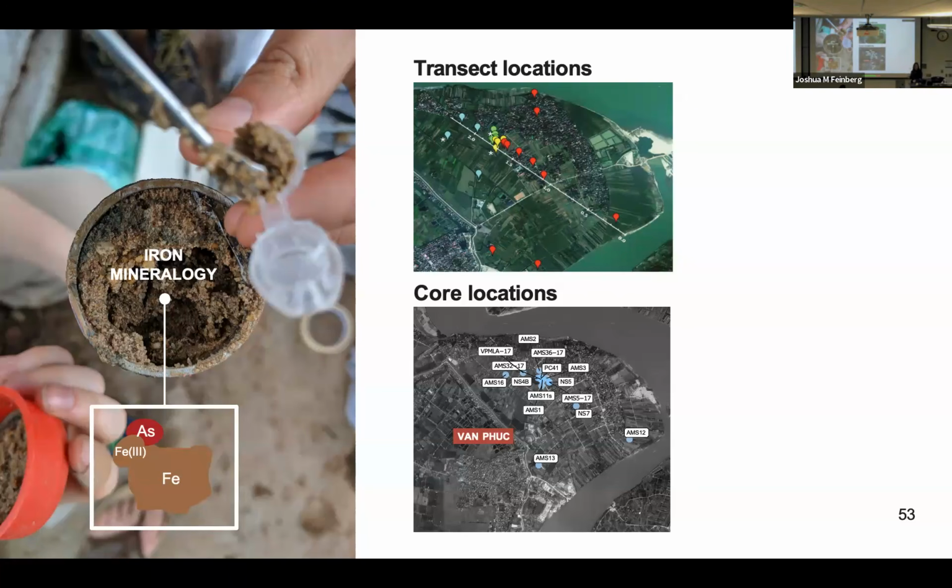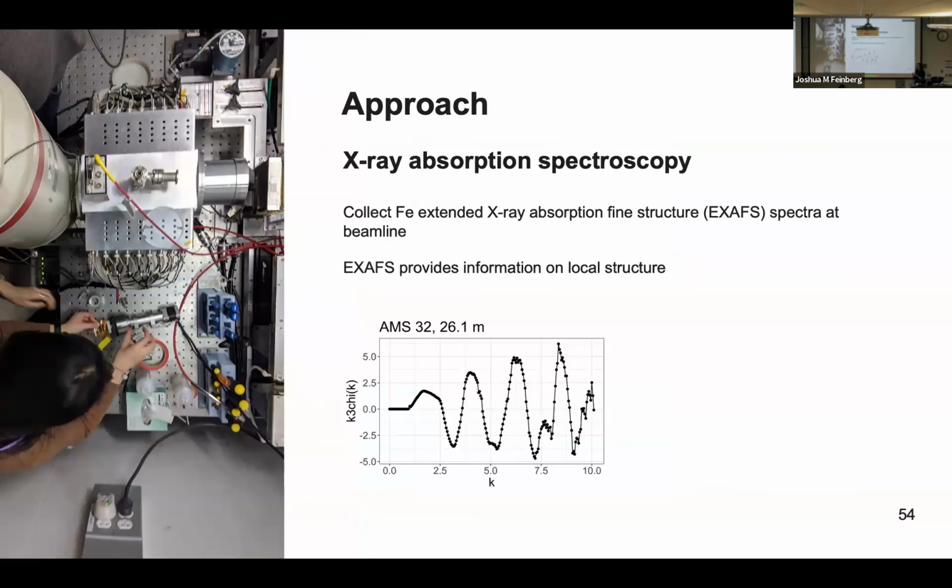And the approach that we take, and maybe the approach some of you also use here, is X-ray absorption spectroscopy. This snapshot is from the Stanford Synchrotron Radiation Lightsource, and we collected iron extended X-ray absorption fine structure, or EXAFS, spectra at the beamline, which provides information on the local structure. Here's an example of one sample at a certain core location and a certain depth.